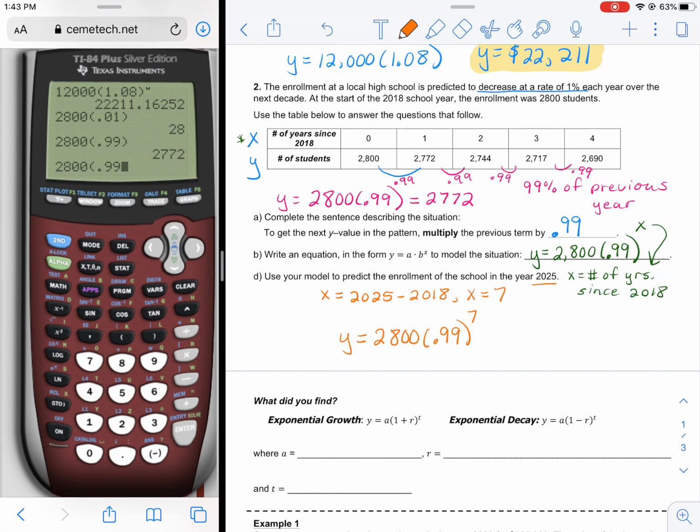Times 0.99 to the 7th power. And so we get 2,610 students. Notice that we rounded that number up.